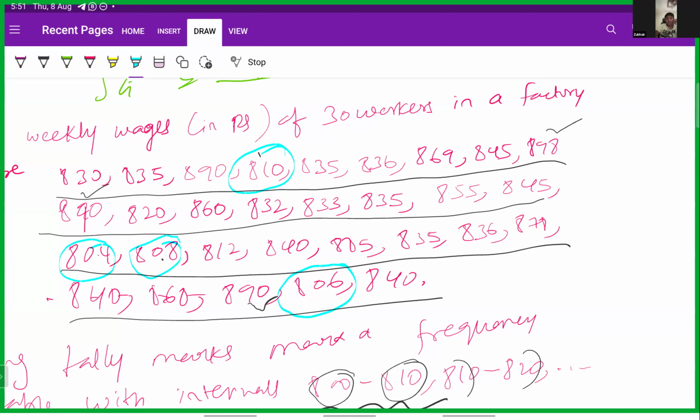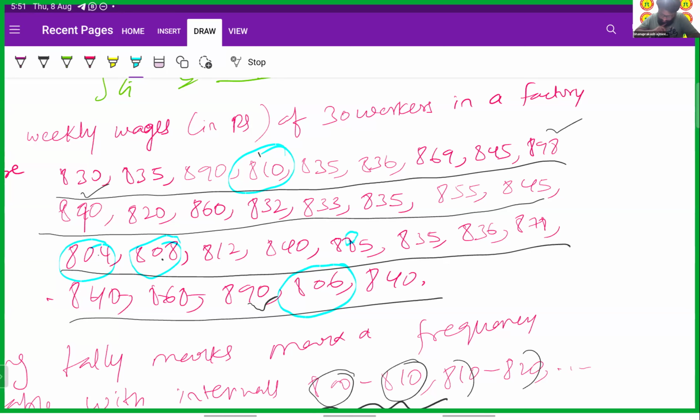Sir, 805 is there, no, sir? Where is this? Third line, fifth one. That one is 885.